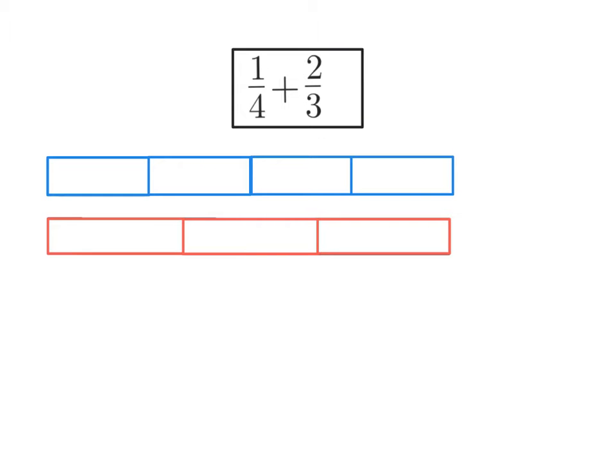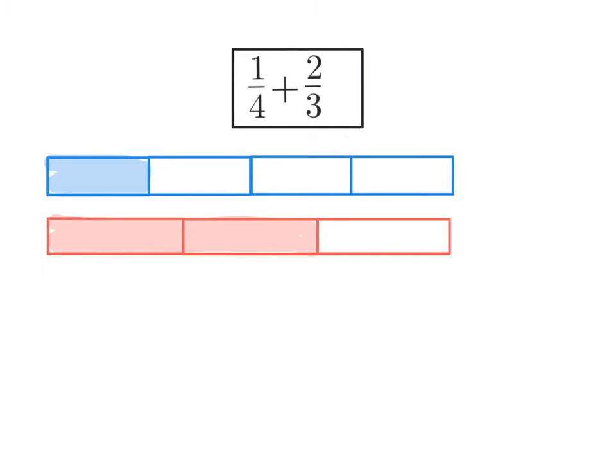1/4 add 2/3. So I've got two bars here that are exactly the same length, so each of these is a whole. If I highlight 1/4, which is this bit here, and if I highlight 2/3, which is this bit here, now we can see quite visually this is going to be quite hard to do just looking at it.